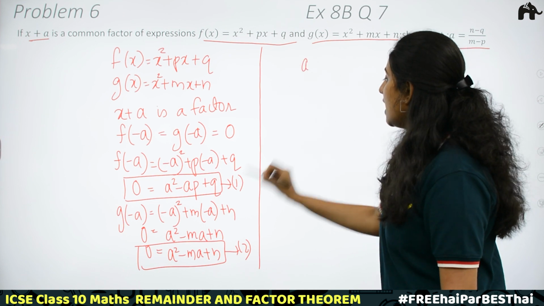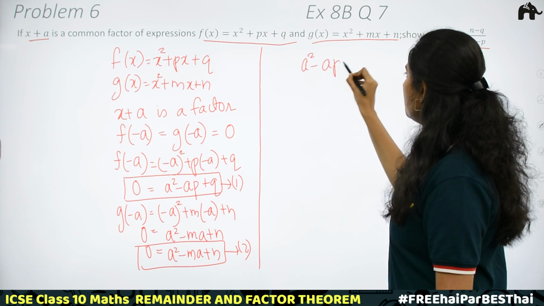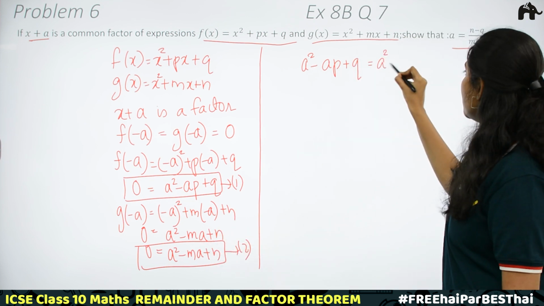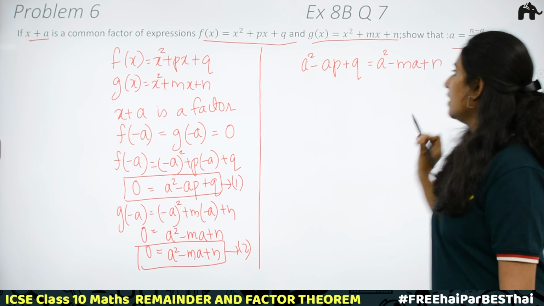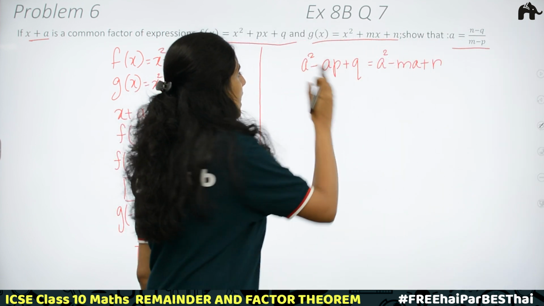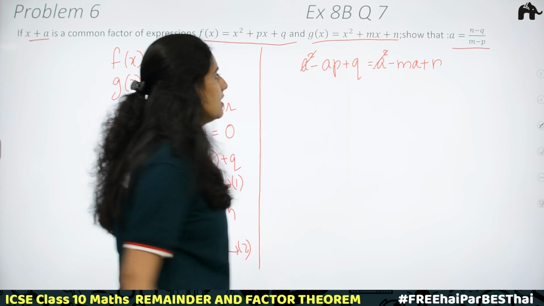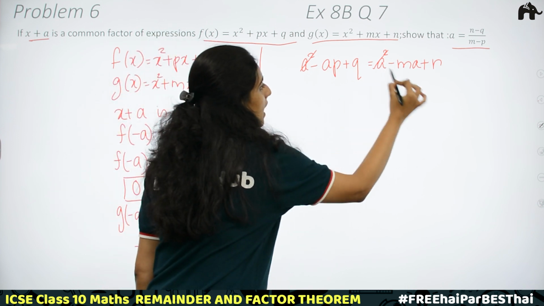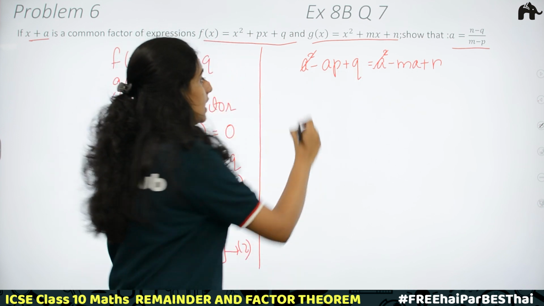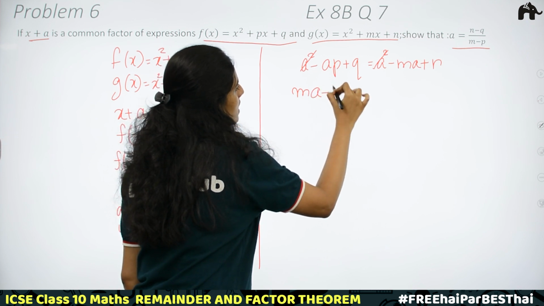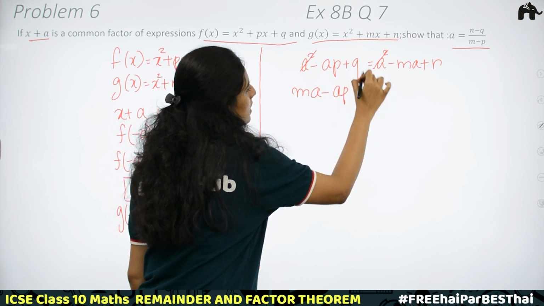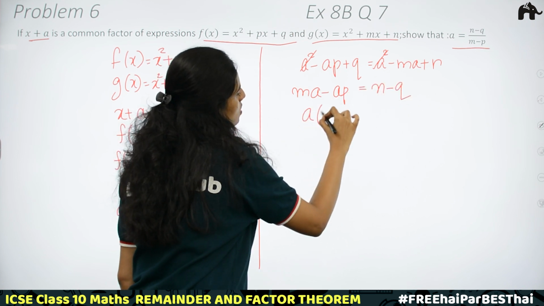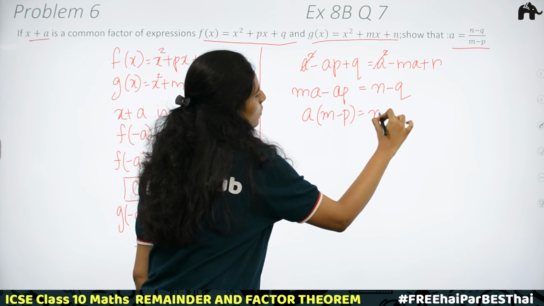From the first expression, the RHS is a square minus ap plus q. And from the second expression, the RHS is a square minus ma plus n. Now this a square is common in LHS and RHS. They can be cancelled. Then taking terms containing a to one side, bringing minus ma to LHS, we get ma minus ap. Taking this q to the opposite side becomes n minus q.